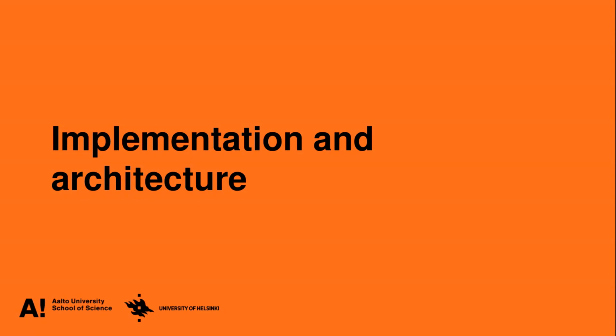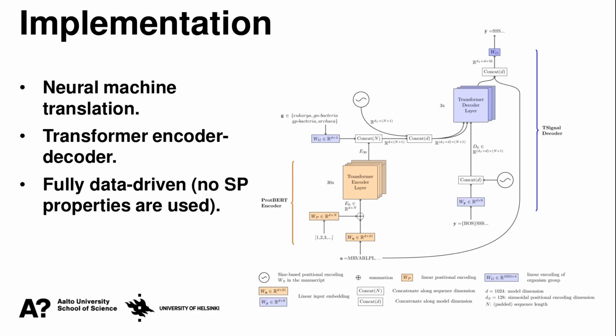I will now move on to describe our problem's implementation and the model architecture. We implement the proposed prediction task using a neural machine translation setting. Our model consists of a transformer encoder-decoder similar to the original formulation of this architecture presented in the manuscript Attention Is All You Need. We train our model in a fully data-driven manner where we do not use any additional information other than the amino acid sequence and their labels. So we do not use such information neither during training nor inference.